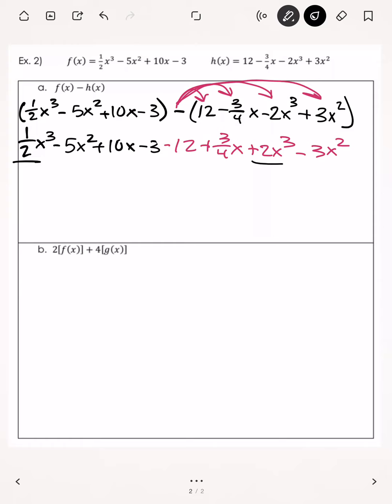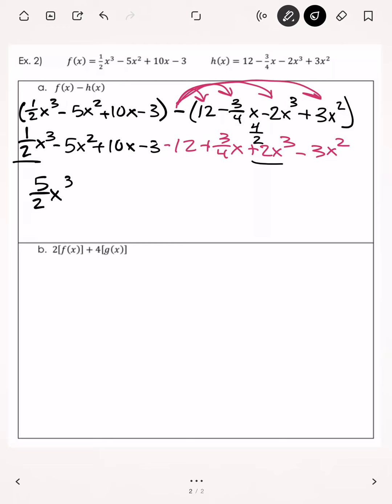Now, in order to add fractions, I have to have a common denominator. So I want the 2x cubed to have a denominator of 2, which means it becomes 2 on the bottom, on top would be 4. 4 divided by 2 is 2, so that's the same thing. So I'm going to add 1/2 plus 4 halves. That gives me 5 halves x cubed.